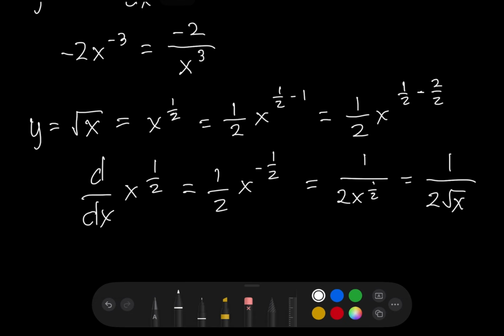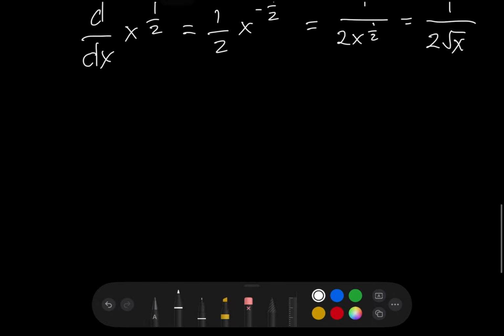Now, let's try another one. For example, we have y is equal to 1 over x cubed. We discussed earlier that if we have a negative exponent, we can make it a denominator and make the exponent positive. In this case, we have an exponent in the denominator, so we can also express it as a negative exponent. So that 1 over x cubed can be written as x raised to negative 3.